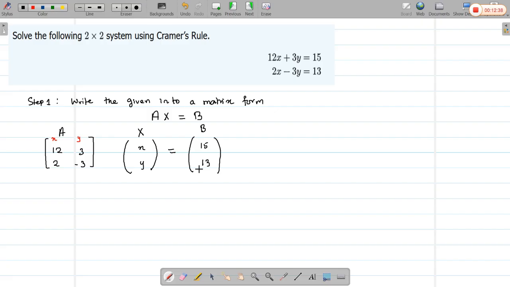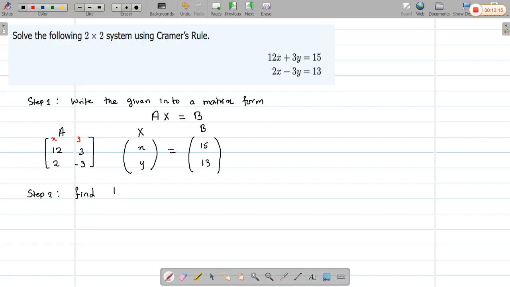Any question in writing the equation in terms of matrix form? Clear? So this is the first step common to all the methods. Three methods are there: Cramer's rule, inverse method, and then rank method. For all the 3 methods, the first step is common, right? Now I move on to the second step. In step 2, I am going to find the 3 things. Is it okay?